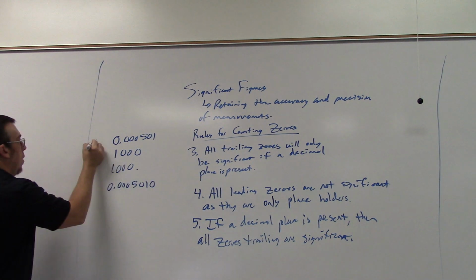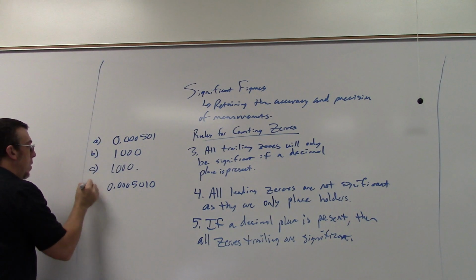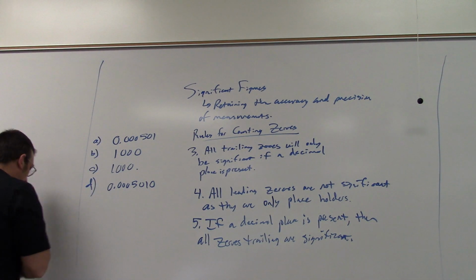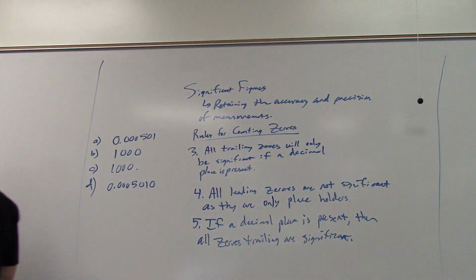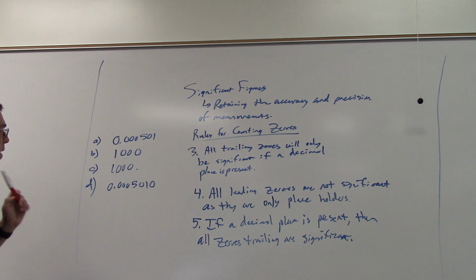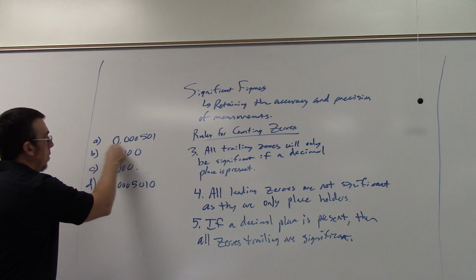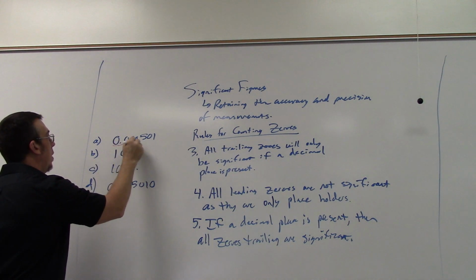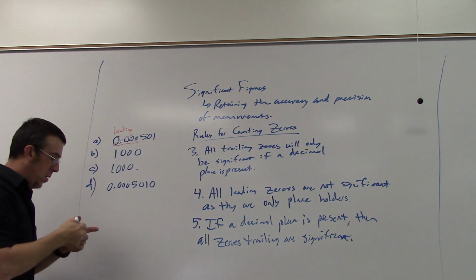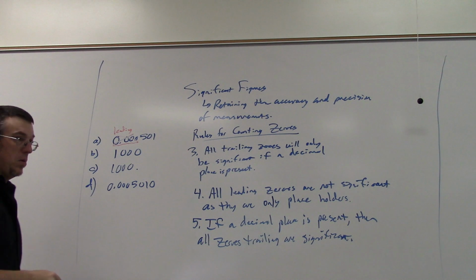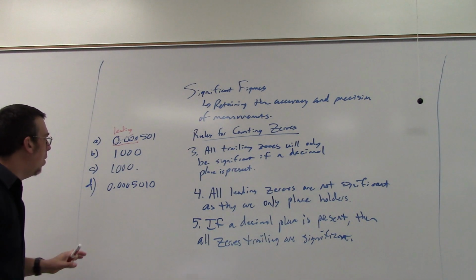Okay, so we have 4 examples here, A, B, C, and D. And all 4 of these are going to be an application to those rules that we're talking about. So in the first one, in letter A here, you have 0.000501. Now, the zeros in front are leading zeros, so I'm just going to underline this. These are leading zeros, so they don't count. Again, those zeros are only placeholders. They don't matter, so you don't need to worry about counting them.